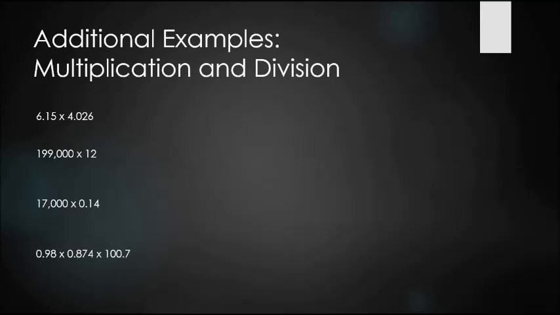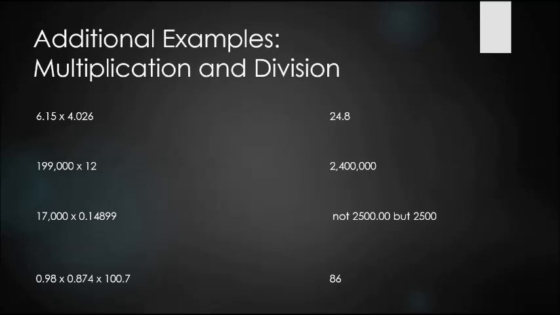Here's some more examples with multiplication and division. Go ahead and work them out if you'd like. Skipping ahead, this first one, we have 3 significant digits in our least number, so we can keep 3 in our final answer. Again, here we have 3 and 2, so we can only keep 2 in our final answer. So we have to round to only keep 2 significant digits.